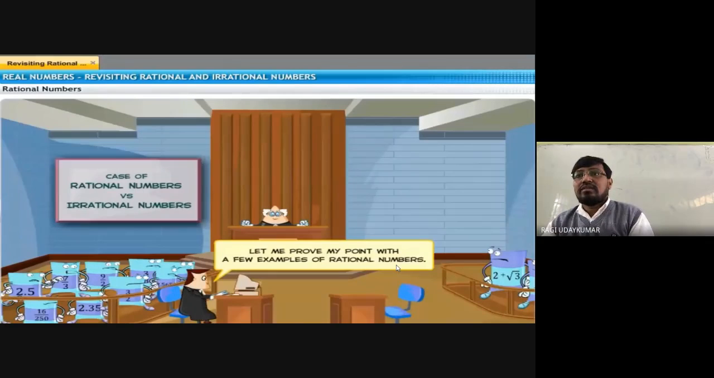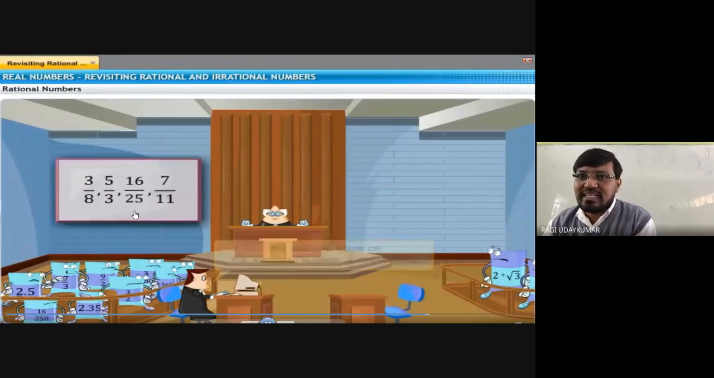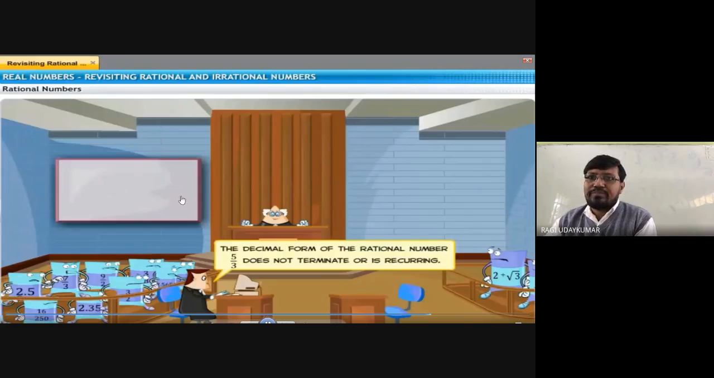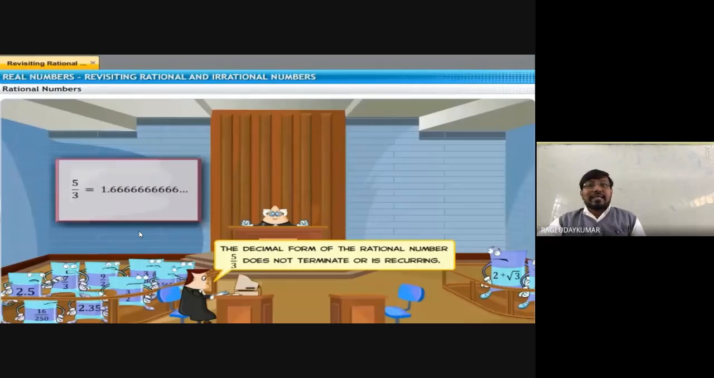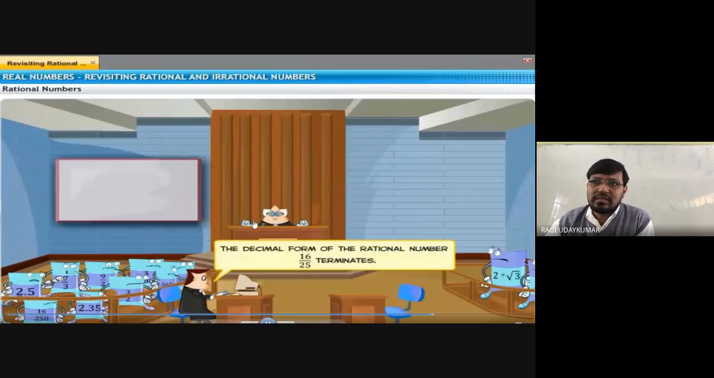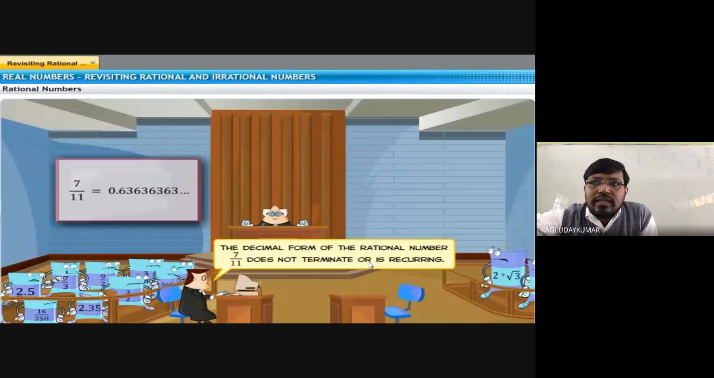What are the two different types? Let me prove my point with a few examples of rational numbers. Suppose we take 3 by 8, 5 by 3, 16 by 25, 7 by 11. When 3 by 8 is expressed in decimal form, it terminates. And 5 by 3 does not terminate but is recurring, with repeated digits: 1.666. The decimal form of 16 by 25 terminates. Look, this is terminating. And 7 by 11 is non-terminating and recurring.